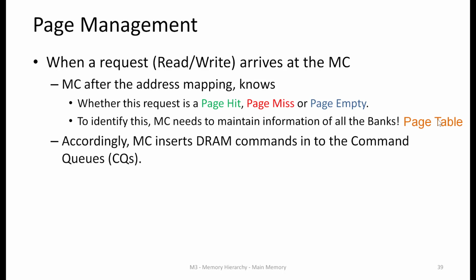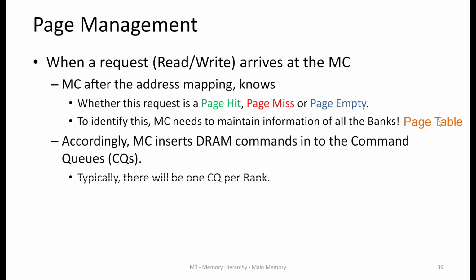After identifying the request as hit, miss or empty, it will insert appropriate DRAM commands into the next level queues, which are called command queues. When we know that the latest request is a page hit, all we need to do is send a CAS, so a CAS command is inserted into the command queue. If it is a page miss, then we insert a PRE, ACT and CAS in that order. If it were a page empty, then we insert an activate and a CAS for this particular request into the command queue.